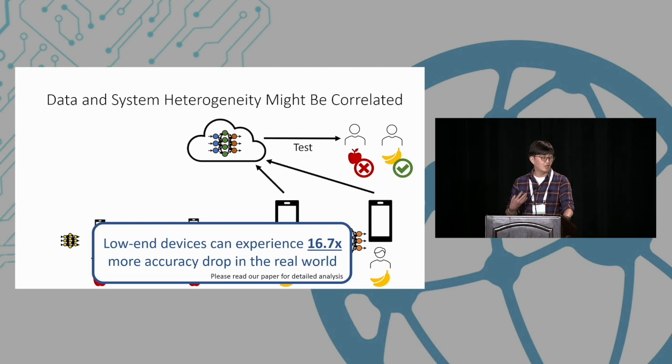Again, is this effect real? With production data, we saw that this fairness effect can happen in real-world data. We applied popular tier-aware optimizations to our real-world data and saw up to 16.7 times more accuracy degradation on lower-end devices compared to higher-end devices. Again, this kind of fairness problem was not observed or reported in any of the prior work, to the best of our knowledge, because prior work during their evaluation assumed the data heterogeneity and system heterogeneity did not have any correlation.